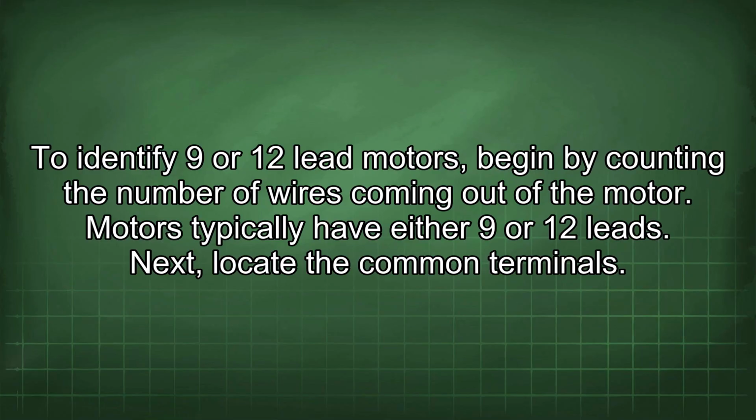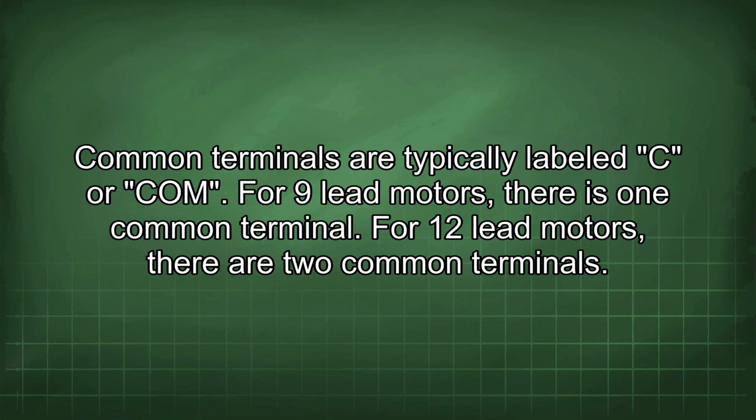To identify 9 or 12 lead motors, begin by counting the number of wires coming out of the motor. Motors typically have either 9 or 12 leads. Next, locate the common terminals. Common terminals are typically labeled COM. For 9 lead motors, there is one common terminal. For 12 lead motors, there are 2 common terminals.